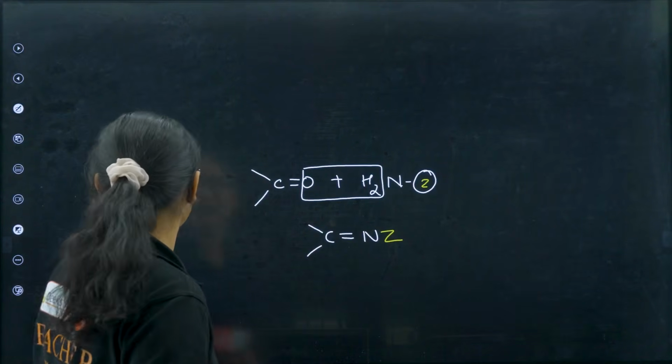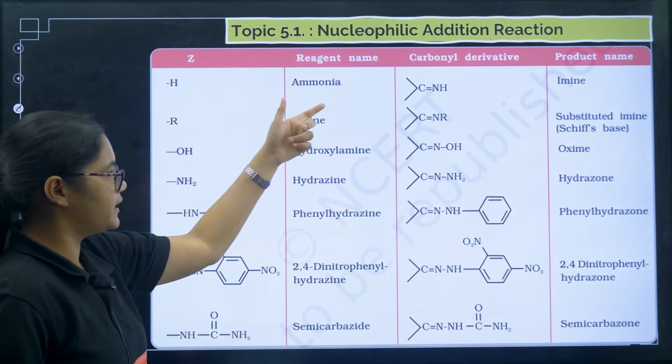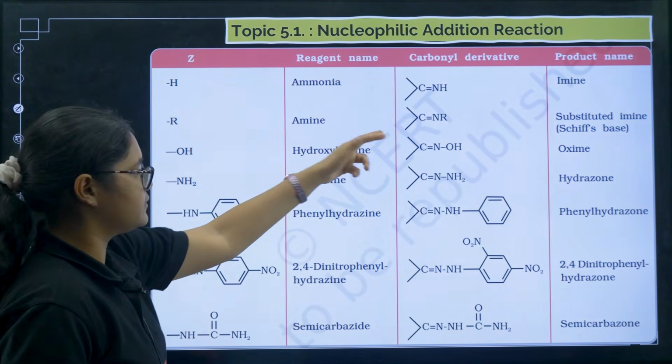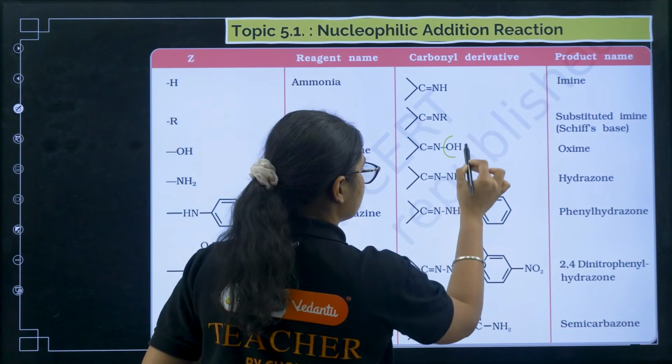So based on this Z, there can be so many products, you can see here. If Z is H, then it is ammonia. If Z is R, then you will get amine. If it is OH, then we call it hydroxylamine. So you can see this is the Z group, right?